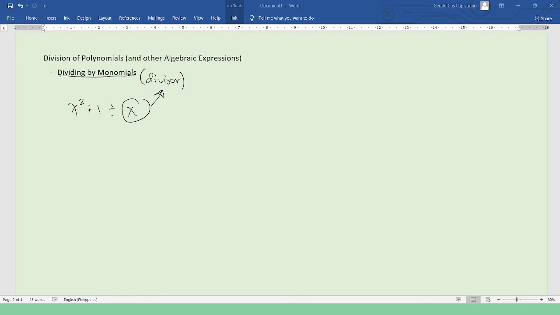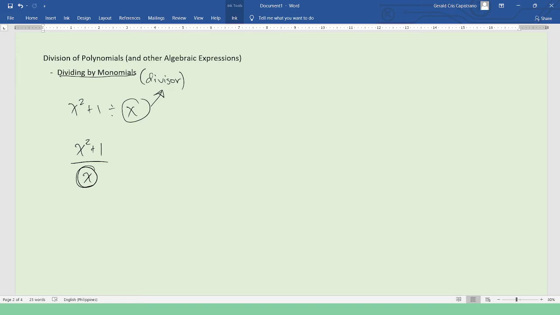In this case, makikita natin dito na yung x is a monomial and also it will be our divisor. Also, pwede rin natin siyang isulat na ganito, di ba: we have x plus 1 divided by x. Ganun din, yung x dito sa baba, that will be our divisor. So in that note, let us go on to how we actually divide using a monomial.